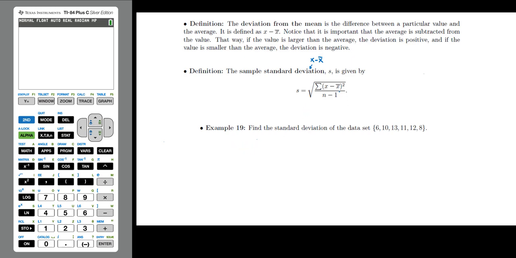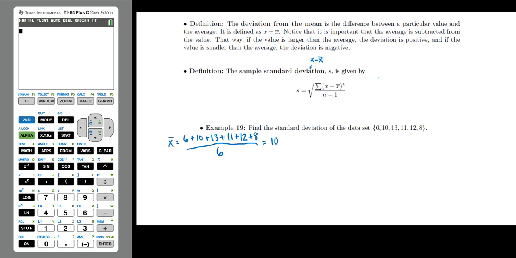So first of all, you'll notice that the sample mean is in this formula. So we definitely need to find that for our data set. For this example, let's go ahead and just do that. 6 plus 10 plus 13 plus 11 plus 12 plus 8. And there are 6 values in this data set, so I'll divide by 6, and that gives me 10.